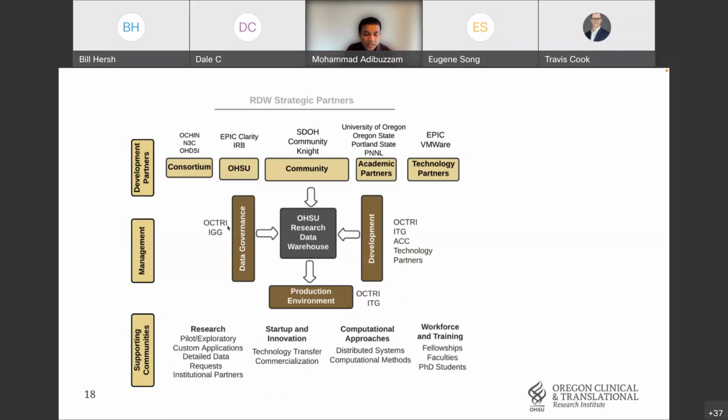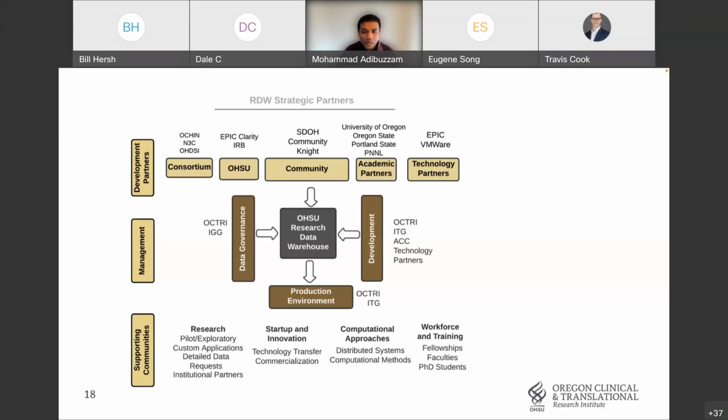And we are trying to make that RDW, or Research Data Warehouse Management, work in a way so that we get input from different consortiums that we are part of, like OCHIN, N3C, ODC. Of course, OHSU is a big development partner in terms of the big database and IRB data that we maintain. SDOH, social determinants of health, for different communities that we partner with. Knight Cancer Institute is one of the largest communities that we work with, and we also develop partnerships across the region and across technological companies.